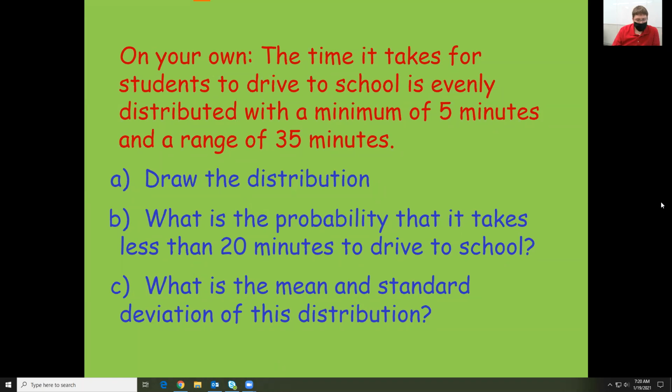In the uniform distribution section where it says time it takes for students to drive to school is evenly distributed with a minimum of 5 minutes and a range of 35 minutes. So practice that, answer these 3 questions, sketch out your distribution, and see what you remember from Friday, because we did have a 3-day weekend, so I'm sure you forgot some things.